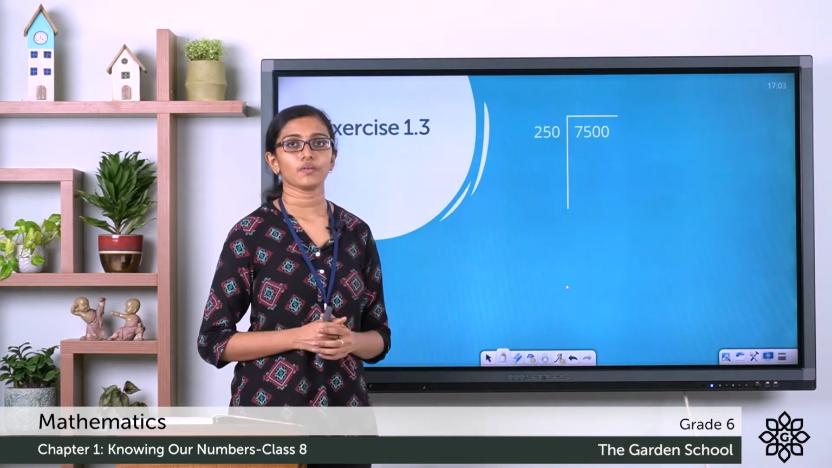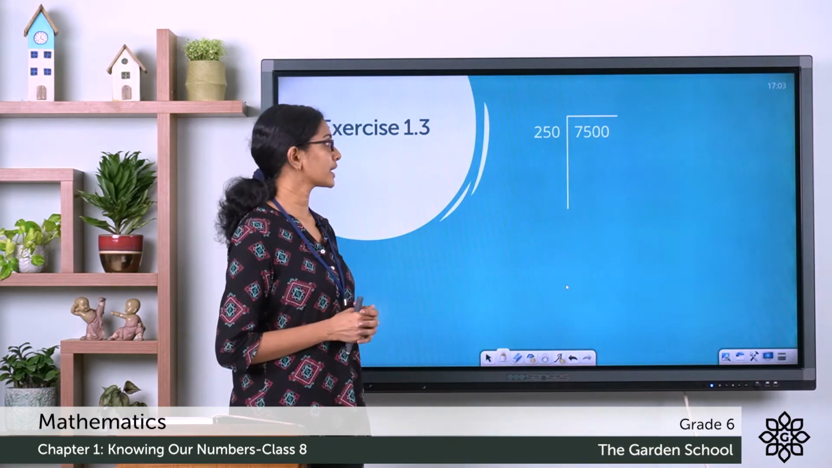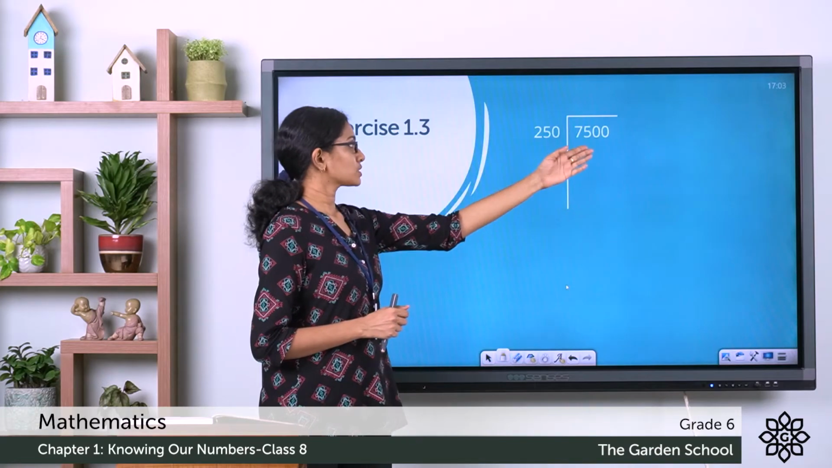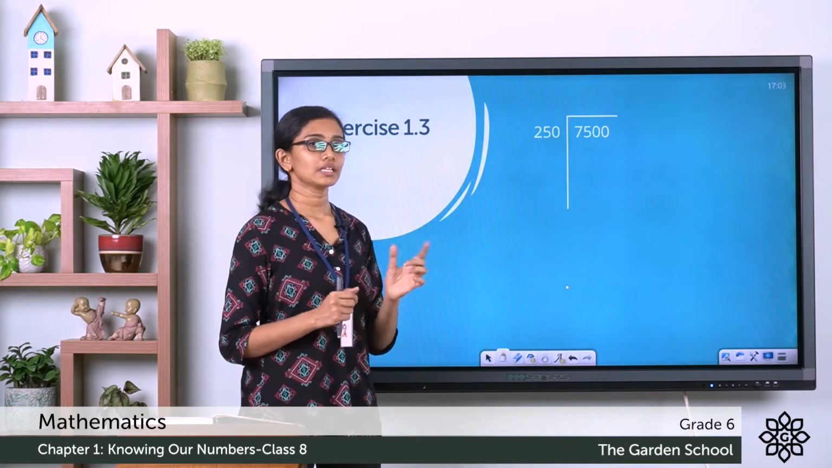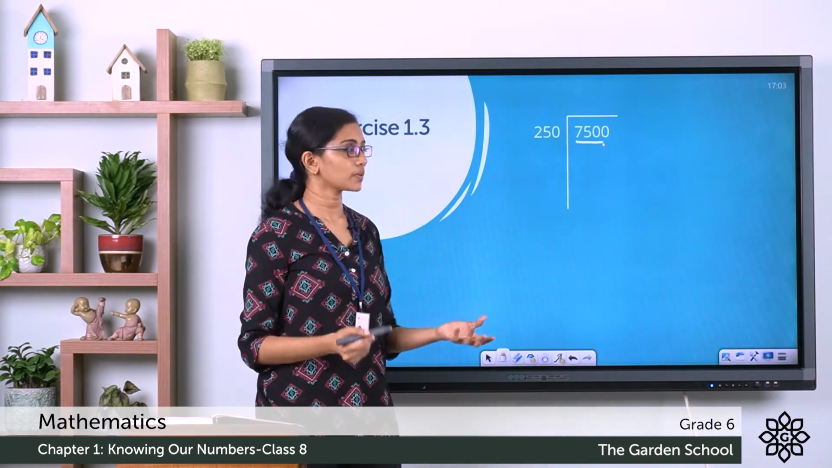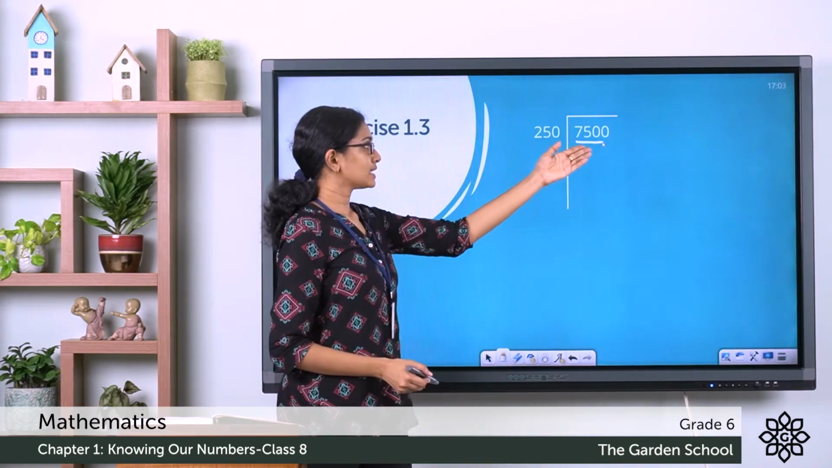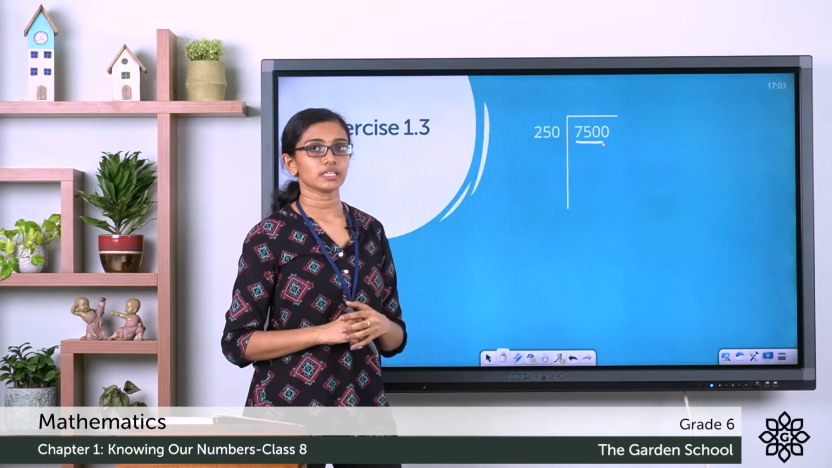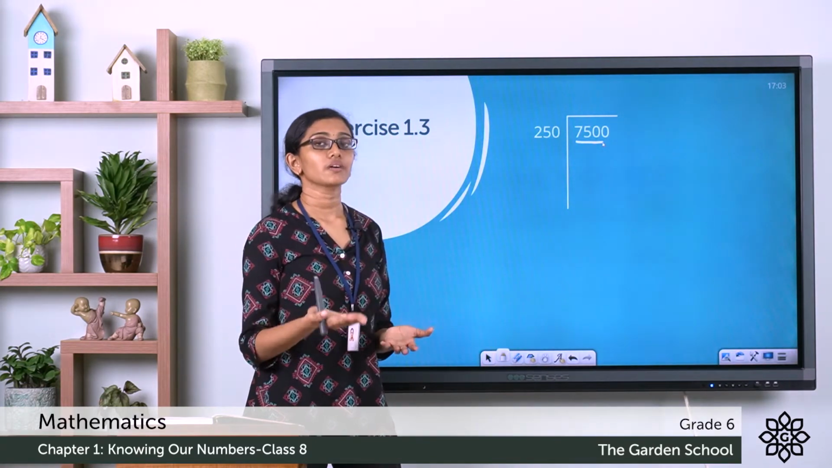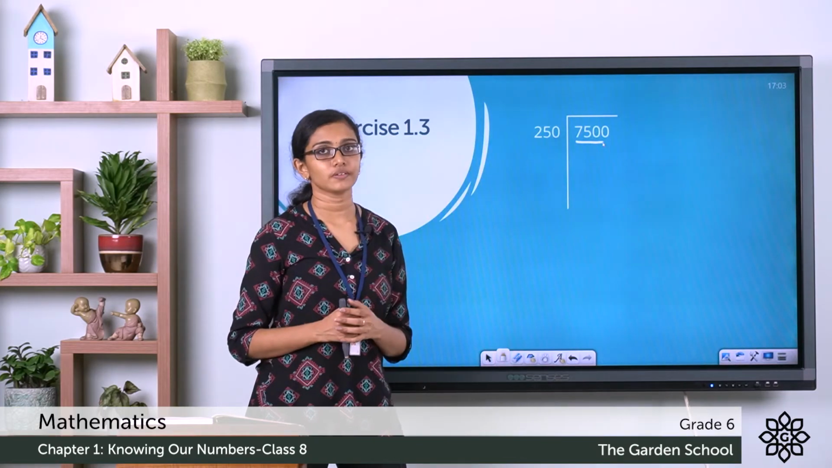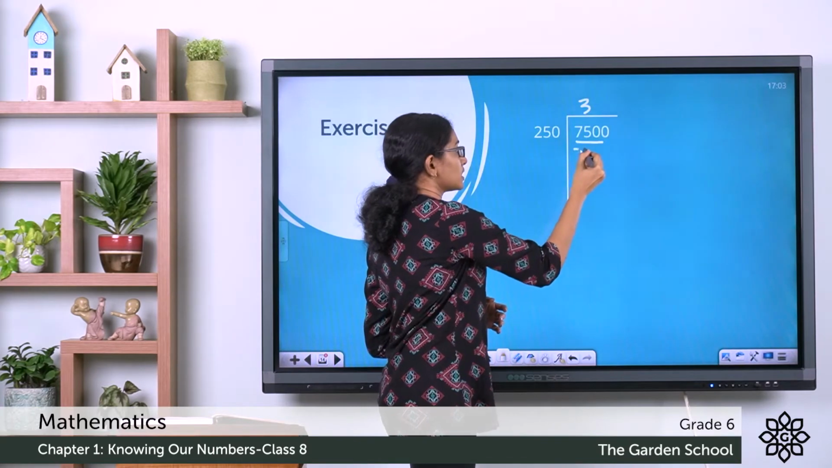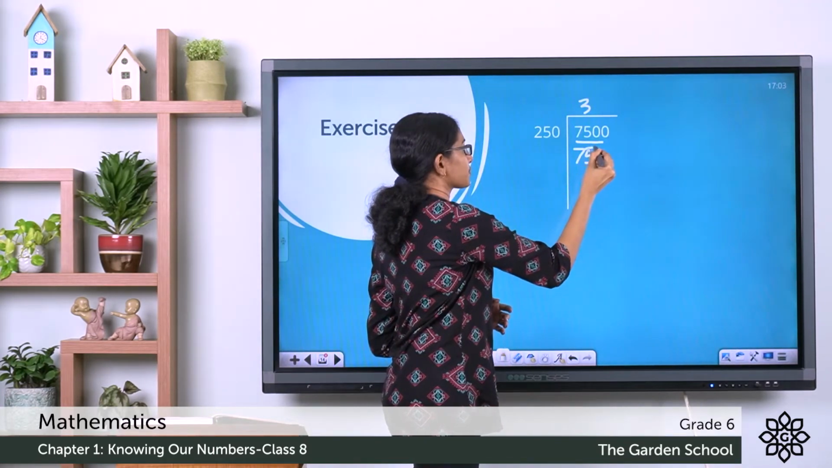Let's do the division now. You can do this division in your working column. So we have written the numbers in the proper way. 7500 divided by 250. Let's take the first 3 digits here. We are dividing with a 3-digit number, that's why. So can we divide 750 by 250? 250, 1 time is 250, 2 times it's 500 and 3 times it is 750. So we can write that 3 here. 250 into 3 gives 750.